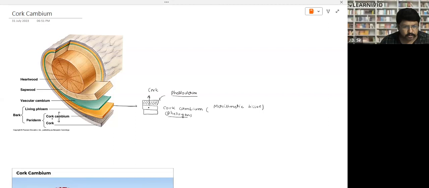On the outer side it will add another layer, and that is called phellem. Phellem will make cork, the same cork which is used in the champagne bottle. Before the invention of the cap of the bottle, in older times, cork was used in place of the cap, and those corks are basically made up of phellem. Is it clear or not?